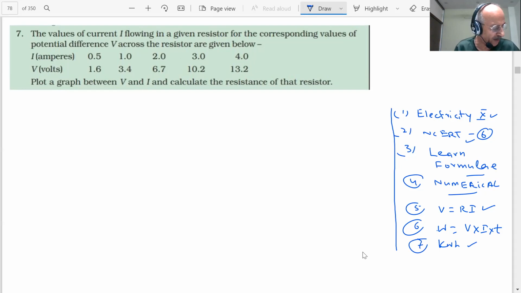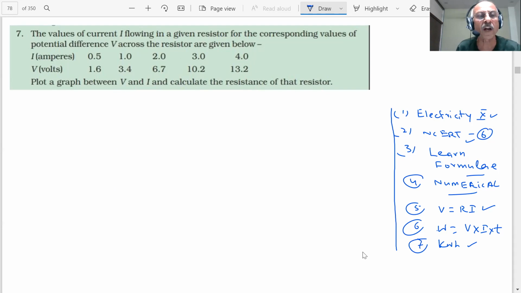Tell me, have you made the notes of all these formulas, students, for the chapter of electricity? Yes or no? Students, you have done all this? Yes, sir. Okay. And therefore, students, we can now solve questions from the NCERT book first. Then we have more questions coming up. More questions are coming in order to solve them, students.